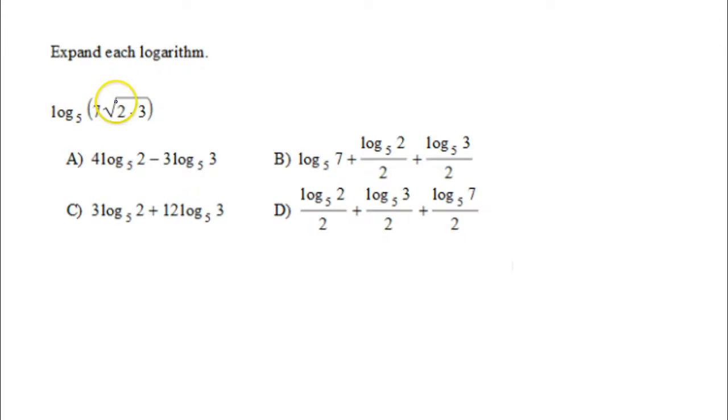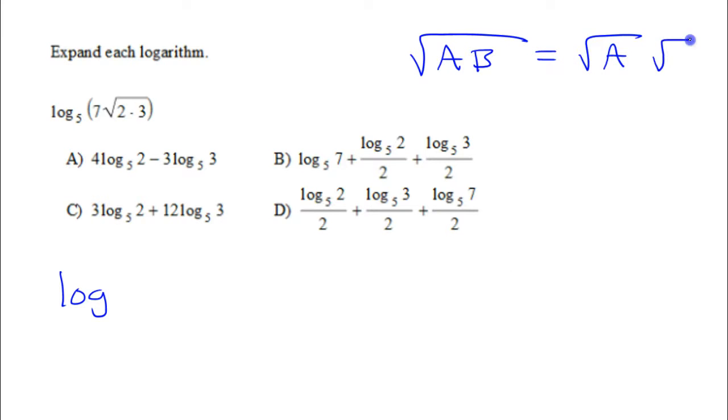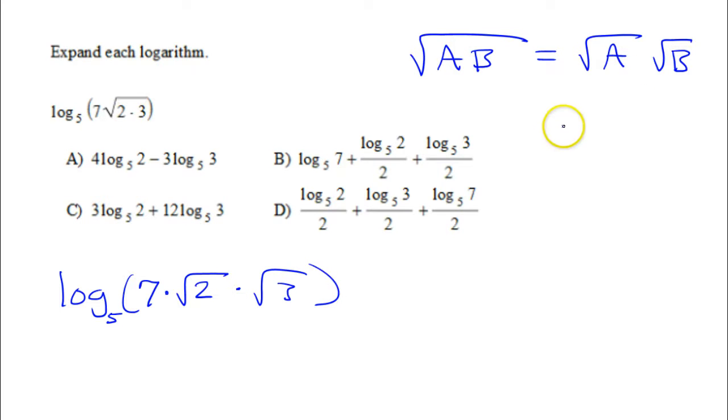So let's see which property we're going to use. Before we can really get started, let's deal with this square root symbol. Understand this: if I have the square root of, let's say, AB, that's the same thing as the square root of A times the square root of B. So that's what I have with the 2 and the 3. I have log base 5 of 7 times the square root of 2 times the square root of 3. I just split this up separately, and that's so I can do this next thing.